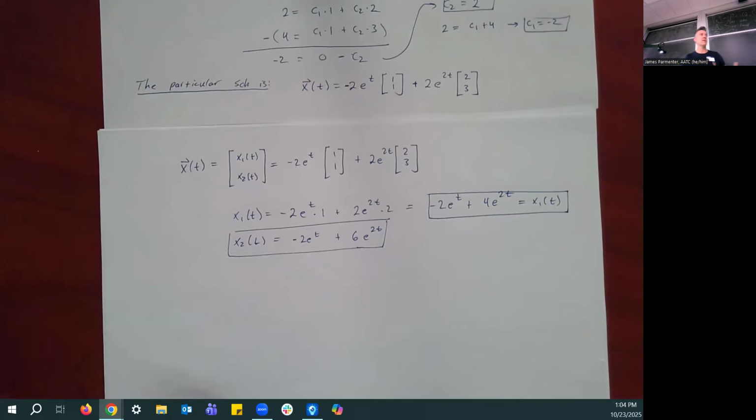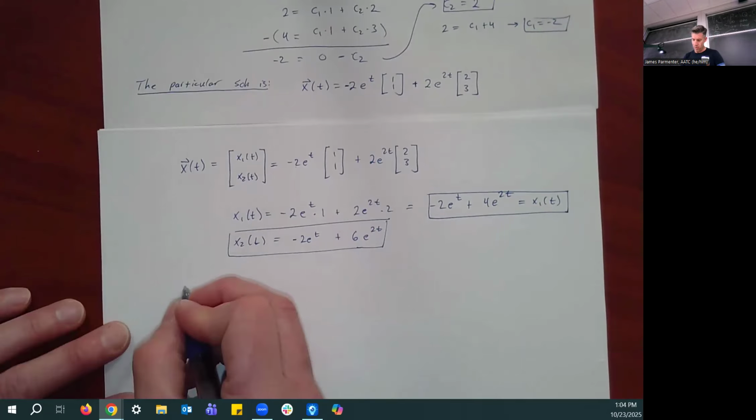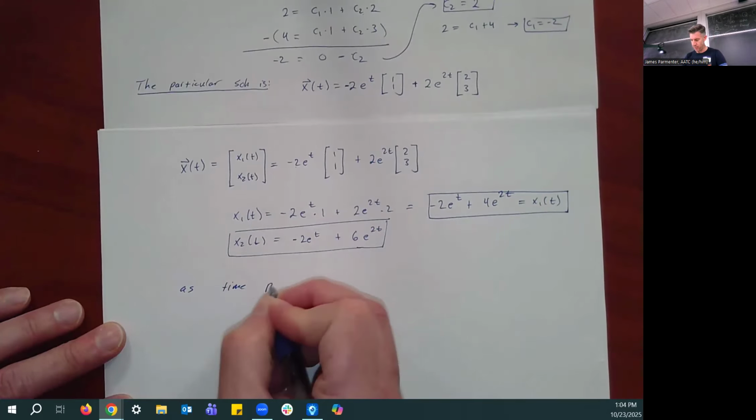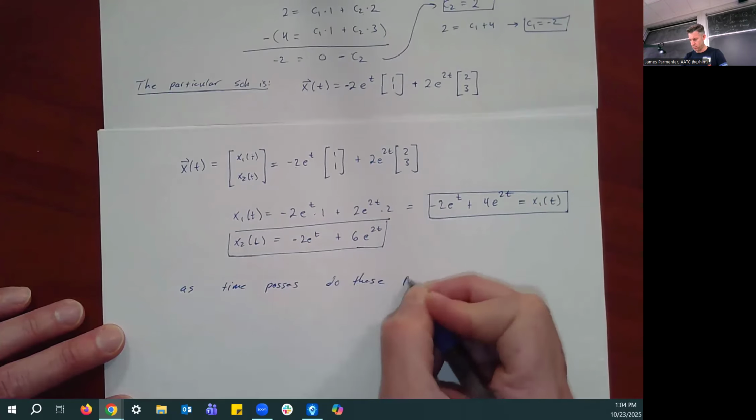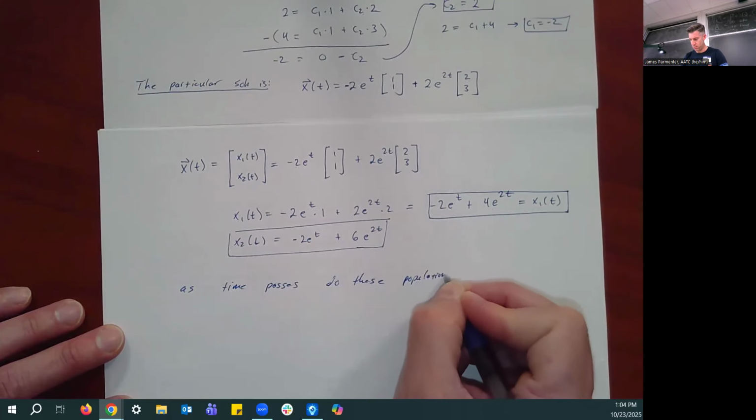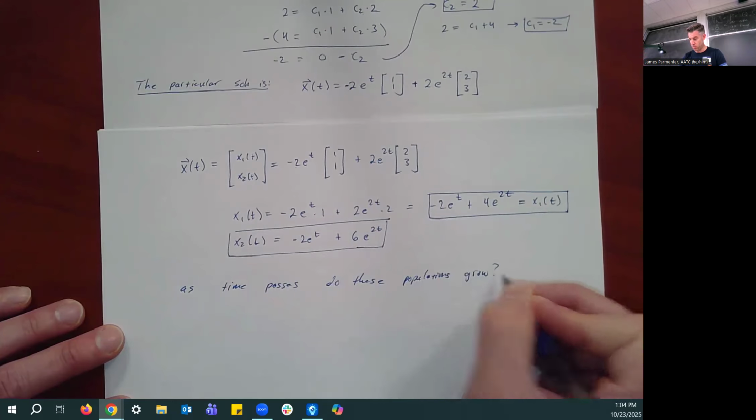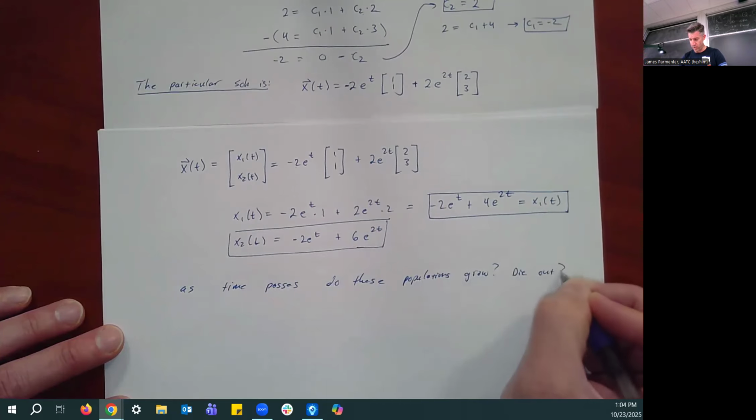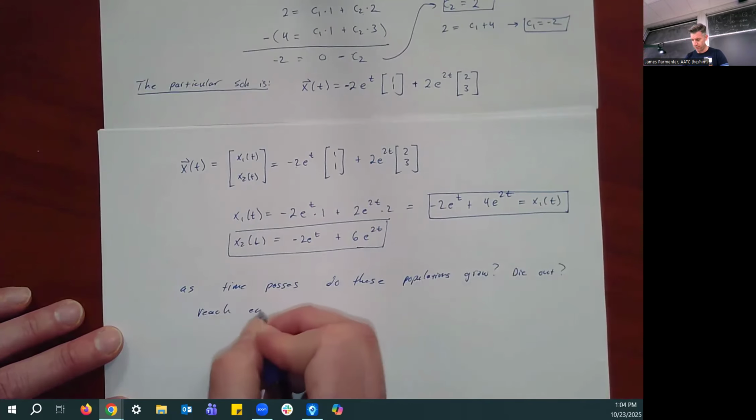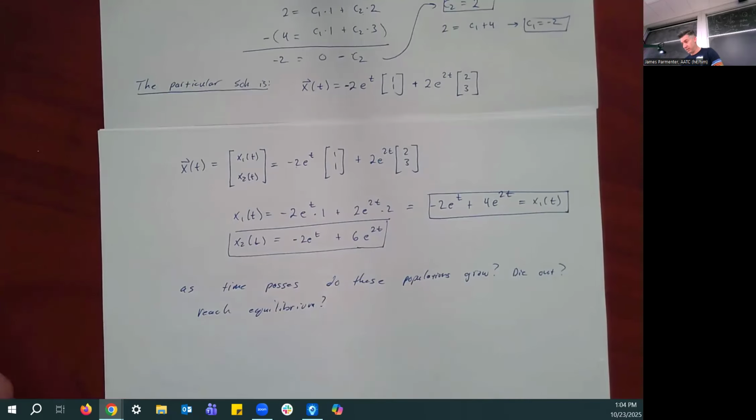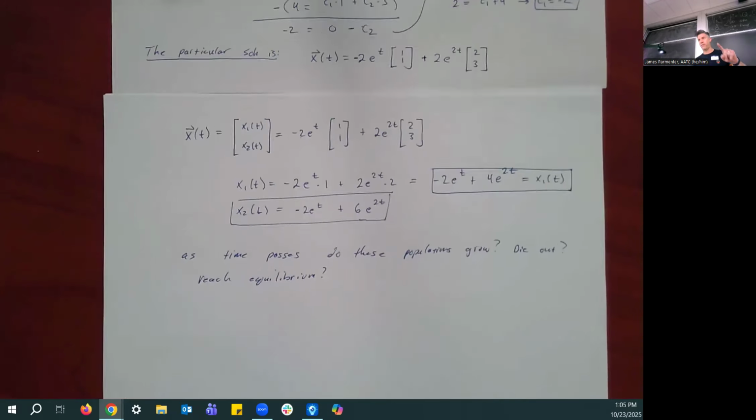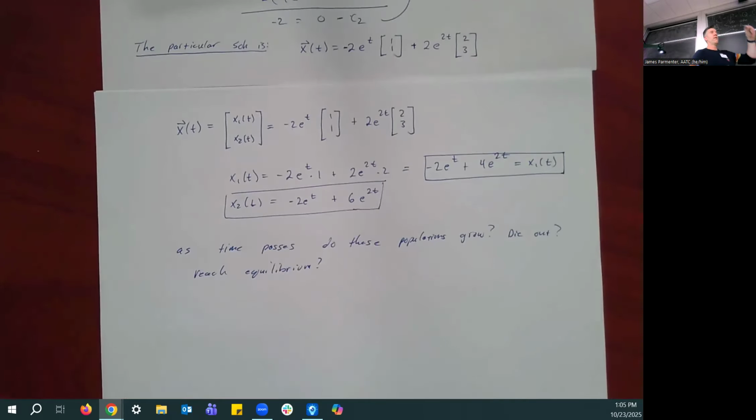And sometimes we like to ask, what does this mean the populations are going to do as time goes on? So as time passes, do these populations grow, die out, reach some sort of equilibrium? Well, those last two questions are actually the same question because I'll say this with emphasis, for a linear system of differential equations like this.